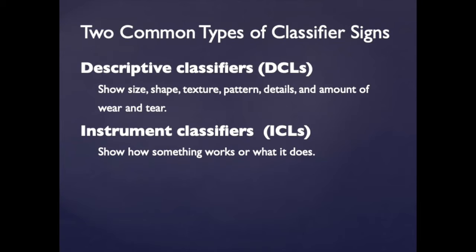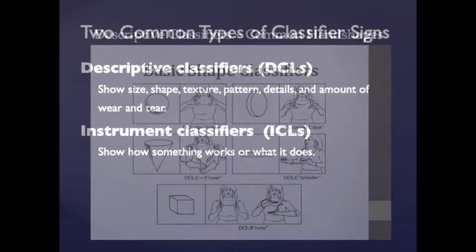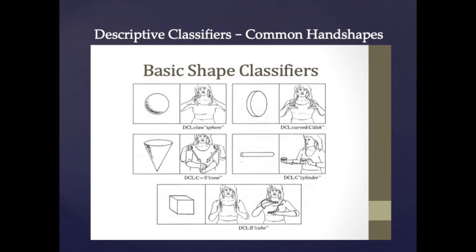Two of the most common classifier types are descriptive classifiers, DCLs, and instrument classifiers, ICLs. DCLs show size, shape, texture, pattern, details, and the amount of wear and tear on any given object. ICLs show how something works, how it functions, or what it does. Classifier shapes follow a few basic rules.